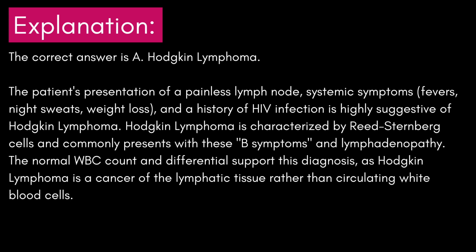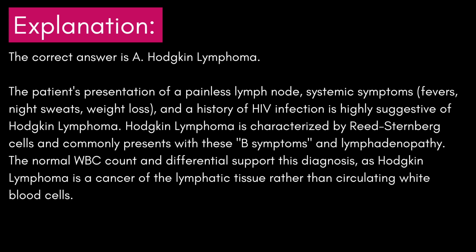The patient's presentation of a painless lymph node, systemic symptoms, fevers, night sweats, weight loss, and a history of HIV infection is highly suggestive of Hodgkin lymphoma. Hodgkin lymphoma is characterized by Reed-Sternberg cells and commonly presents with these B symptoms and lymphadenopathy. The normal WBC count and differential support this diagnosis, as Hodgkin lymphoma is a cancer of the lymphatic tissue rather than circulating white blood cells.